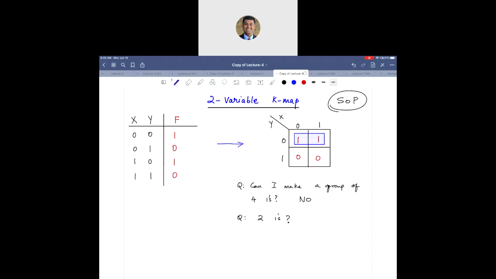So what is the resulting term in this? The resulting product term for this is, y is 0 for that row, x changes, x gets eliminated. So this is simply y complement, because y is 0 over there. So your answer for this is going to be f equals y complement. That is the simplest SOP expression.